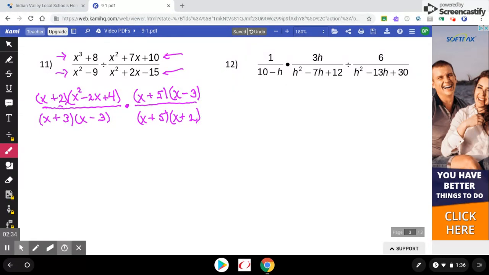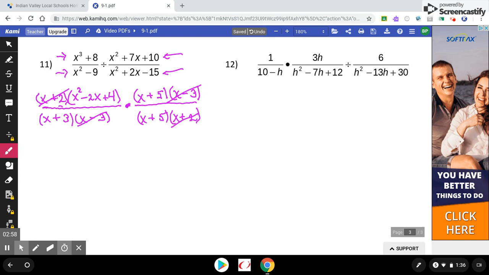Well, what's the point? The point is to find matching binomials. I see an x plus 2 down here and an x plus 2 clear up here. I also see an x plus 3. Whoa, wrong one. Let's try that again. I see an x minus 3 and an x minus 3.